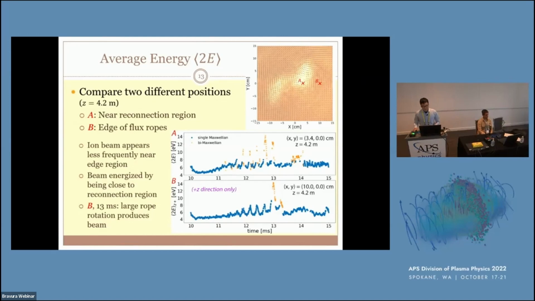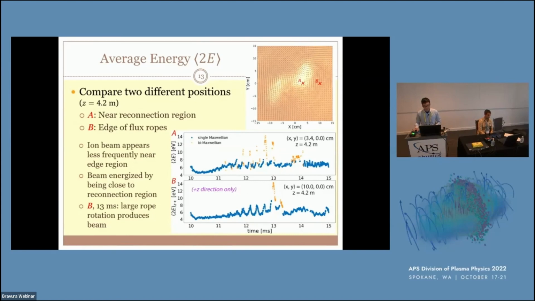The average energy as a function of time for near the reconnection region is the one that you have seen before. The bottom one is the one for the edge of the ropes. And as you can see, for the edge of the ropes, the points that are in orange, which indicate the presence of beam, occur less frequently as compared to when it's near the reconnection region.